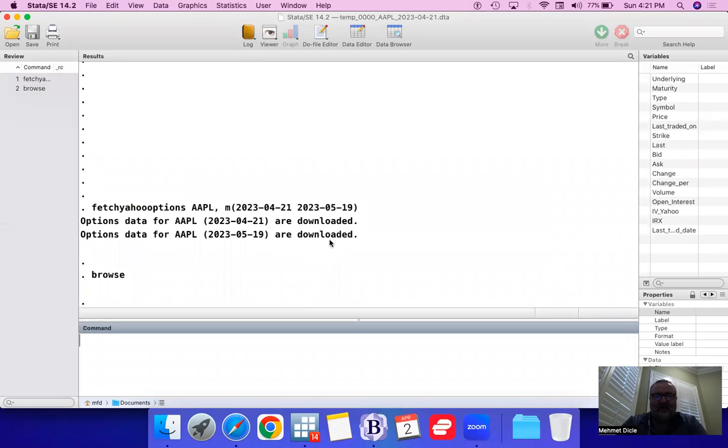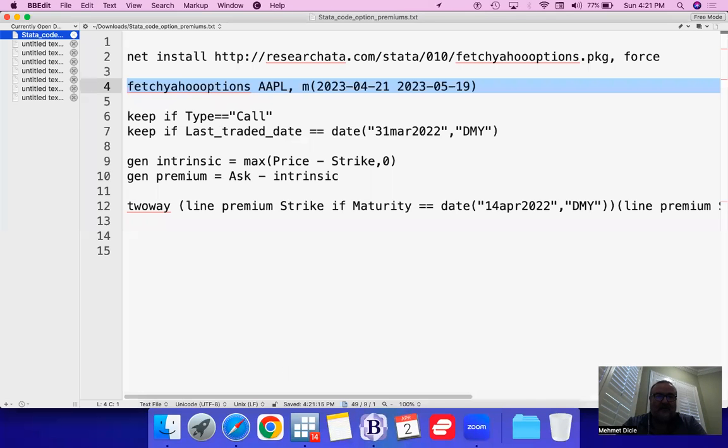If you actually get an error right here, most commonly it is because you didn't install the command or that your maturities are not proper. Just so you know, you cannot download any historic options data. They have to be future-looking data.